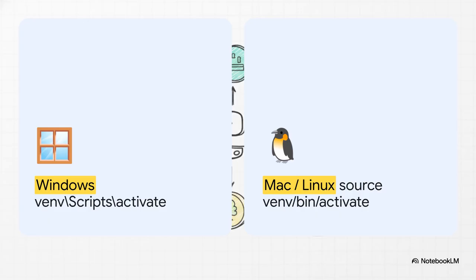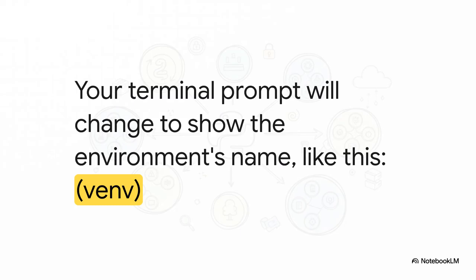As you can see, the command is a little bit different depending on your operating system, but the result is exactly the same. On Windows, you run the activate script from the Scripts folder. On a Mac or on Linux, you use the source command to run the activate script from the bin folder. And how do you know if it actually worked? This is the crucial part. Your terminal prompt will physically change. It'll show the name of your environment right there in parentheses. This is your visual confirmation that you are now working inside that isolated space. From this point on, any Python commands you run are only going to affect this one specific project.